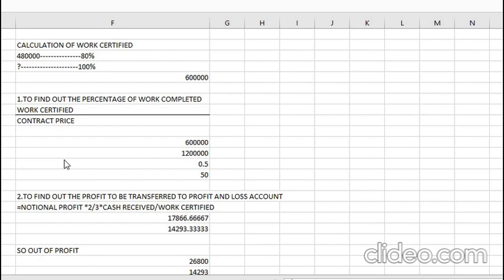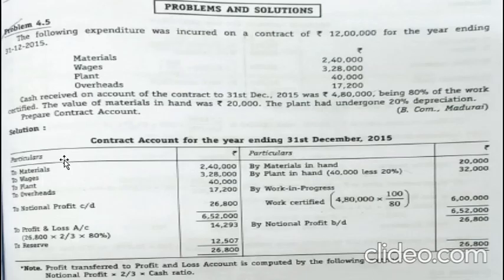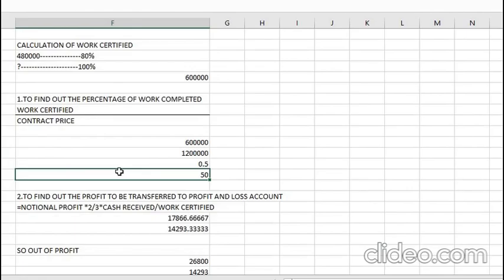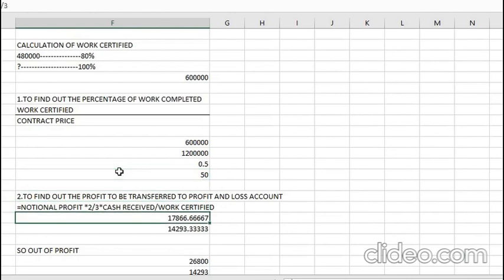So from more than 50% to 90%, the formula is notional profit into 2 by 3 into cash received divided by work certified. Now your notional profit as per the question is 26,800. So 26,800 into 2 by 3 will give you 17,866.66. Then into cash received divided by work certified.